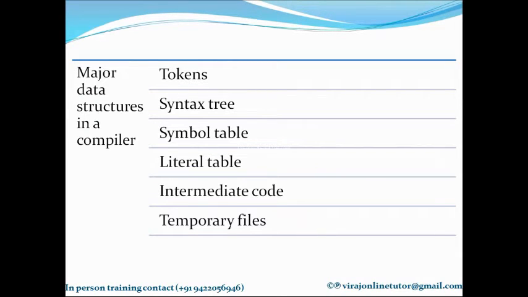So these are the major data structures which are used in compilers. These are the very important data structures which are used in compilers. So let's discuss everything. First is tokens. Whenever a scanner collects the characters into a token, it generally represents the token symbolically.